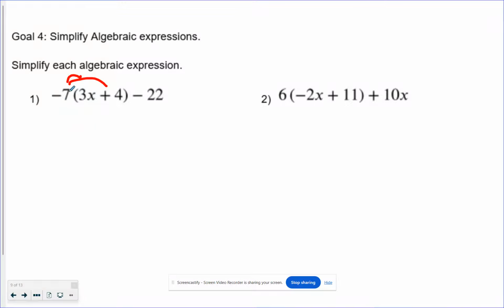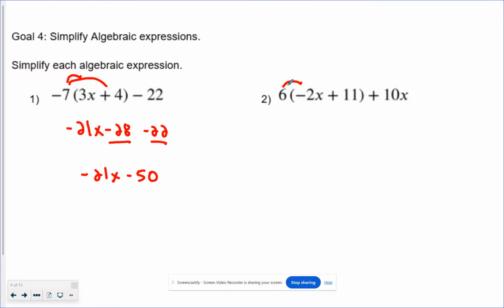So we're just distributing negative 7 times 3x, which gives us negative 21x. Taking negative 7 times 4 gets you minus 28. And then we're subtracting 22 from that. These two terms are like terms, so we can combine those together. So we get negative 21x minus 50 as your simplified answer.